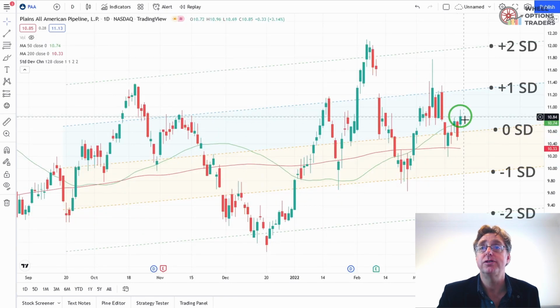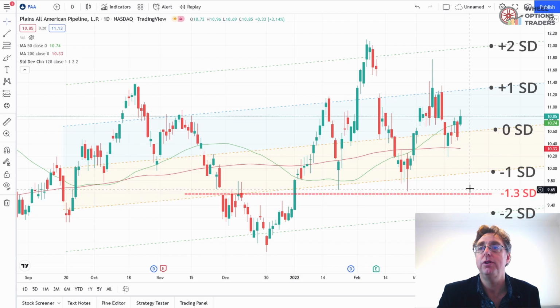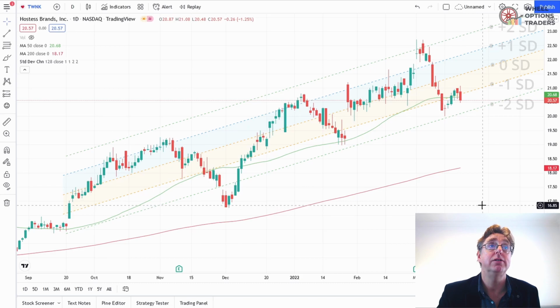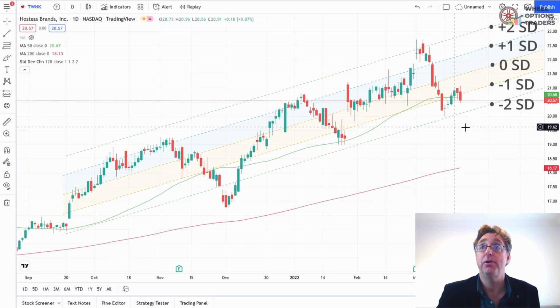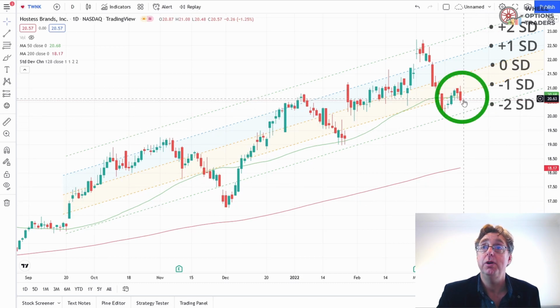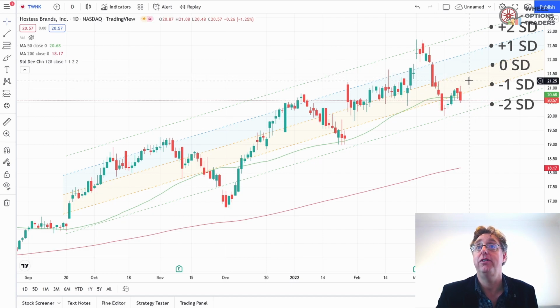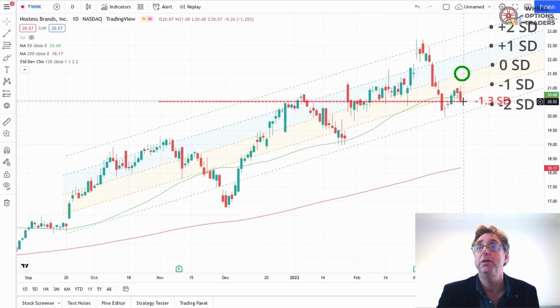This one's not too bad, just above the 0. So we'd probably be looking, that's now at 10.85. We'll be looking around the 9.5 area if we can get it. This one here, TWNK, is a possible one to look out for in the future. We're hovering around the 50-day moving average. We'd like it to come up a little bit more with confirmation. Once it gets up to around the 0 point line, which at the moment would be 21.5, we'll be looking at around a 20.5 for our strike.